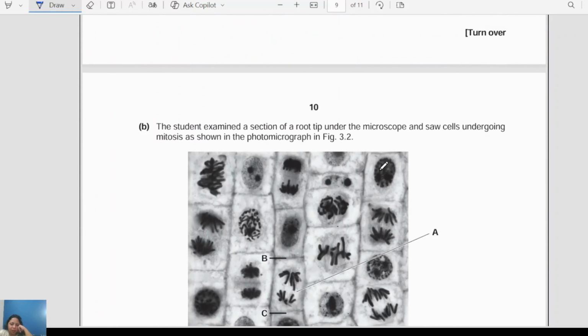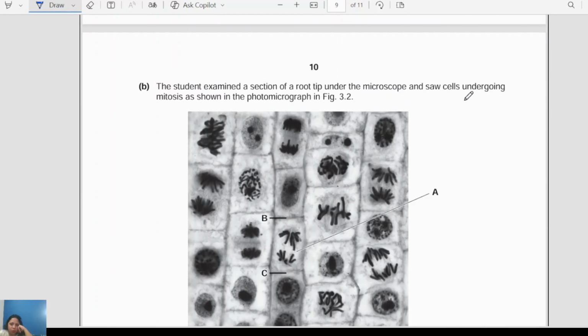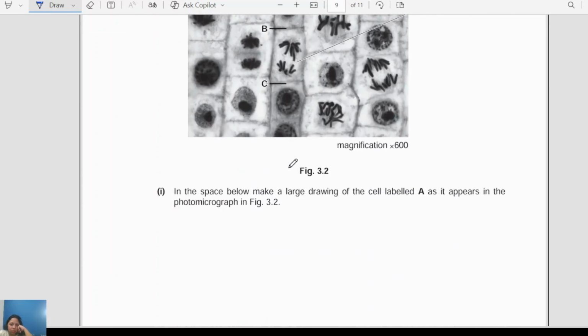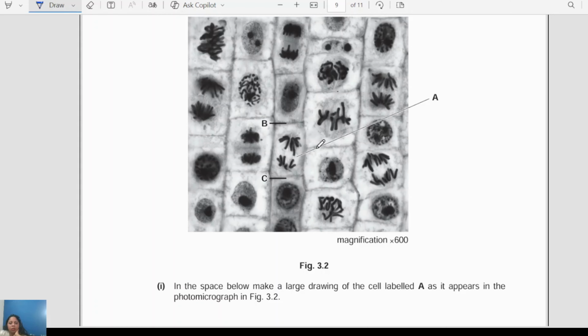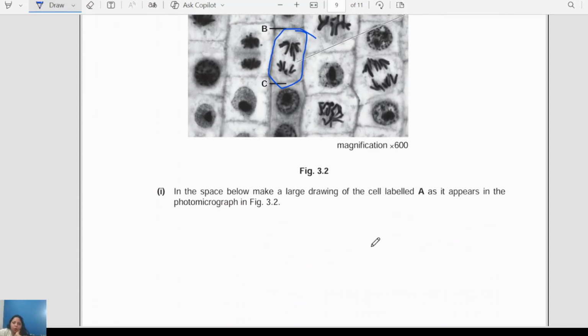Next one. These are the chromosomes given. You have to draw only this cell. We have to make it like this, a bigger size than this. So it should be bigger. And then put the correct numbers. Like it should be 2, it should be 1, 4, and like this. There is another one. Don't make 2 lines.